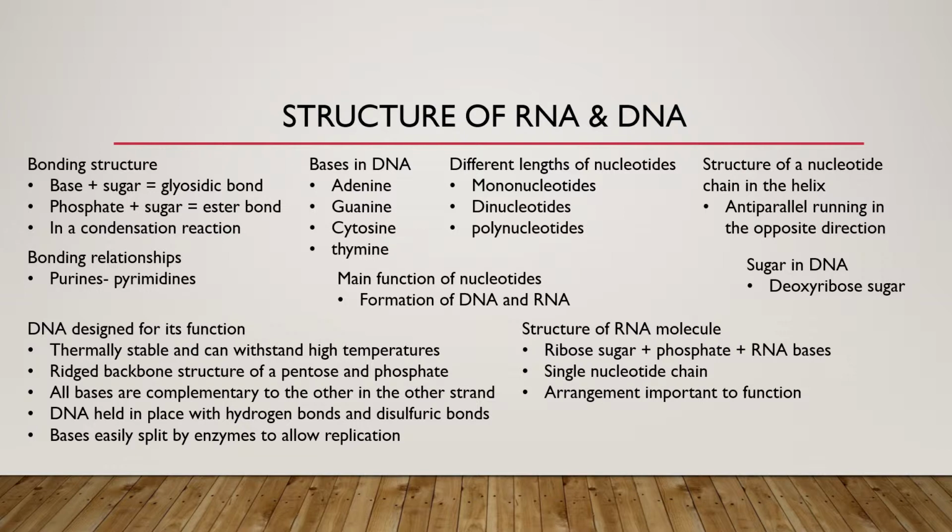Structure of an RNA molecule. An RNA molecule is formed using a ribose sugar, a phosphate, and RNA bases. RNA bases are the same as DNA, so adenine, guanine, cytosine, but instead of thymine, it's uracil. It's a single nucleotide chain, and the arrangement is important to its function, which we'll get into in protein synthesis. The different types of RNA are mRNA, tRNA, and rRNA.